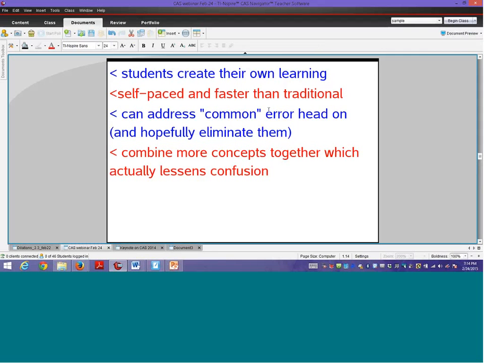You can address those common errors head-on and hopefully eliminate them before they become bad habits. And notice that I combine more concepts together, which actually lessens confusion. Because if you teach all multiplication at one time and you ask them to keep doing multiplication, they're usually pretty good at that because they don't have to make a choice as to do I add or multiply. So they're used to putting things together instead of saying, okay, this is adding and this is multiplying, and now let's put them together. Let's just teach them together head on. And it's with things like that that make CAS, I think, better, deeper, and faster in a good way.